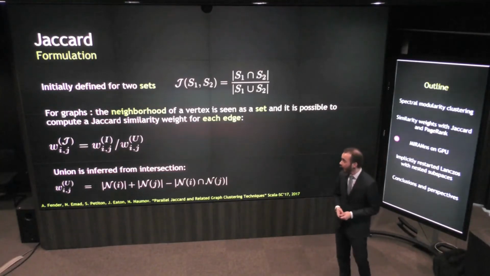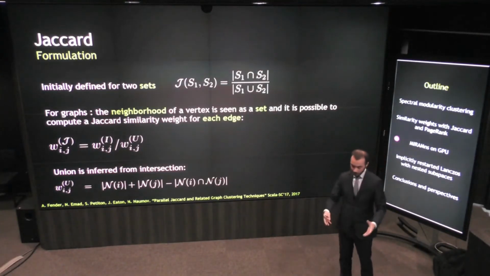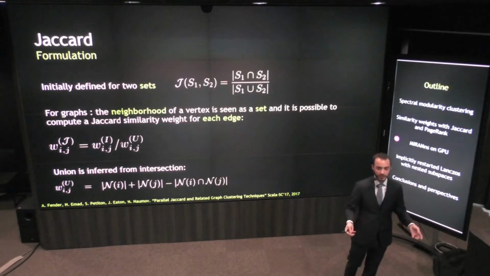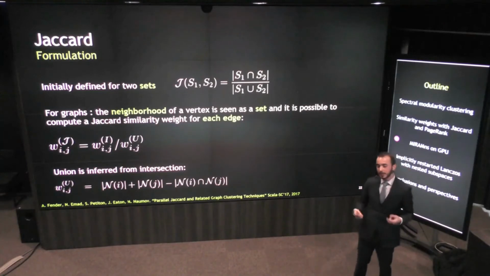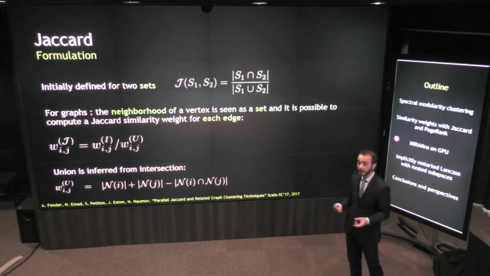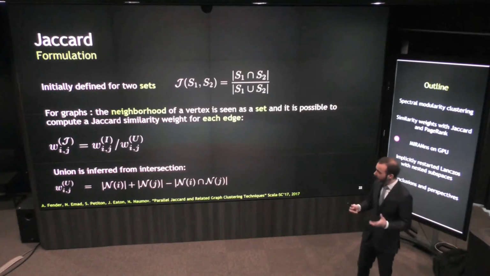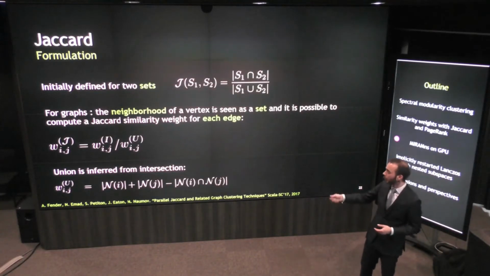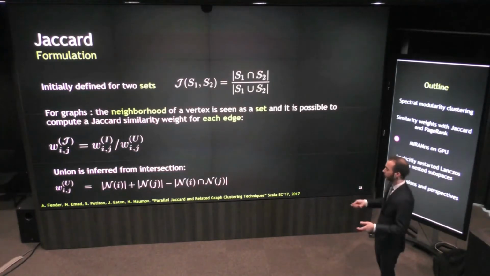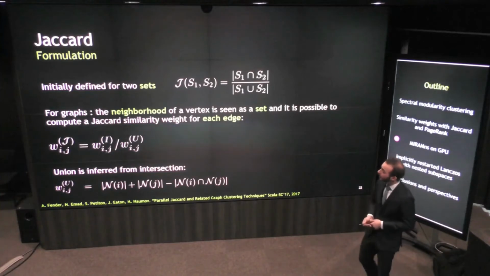So how does it apply to graphs? Well, it's straightforward. We just take the neighborhood of two vertices that are connected together. We intersect these neighborhoods, and if they have a big intersection and a small union, that means they are similar, assuming that similar vertices have similar neighborhoods. This is what we do for graphs, and in Jaccard, this is done by using cardinality. So we just count the number of neighbors.